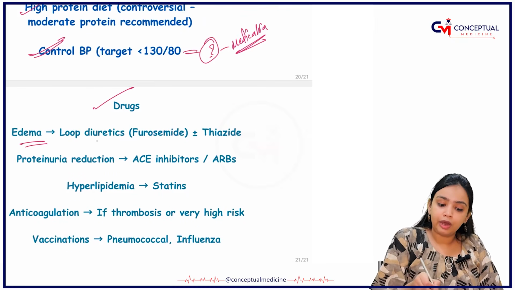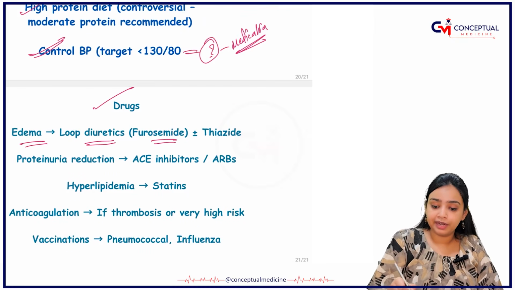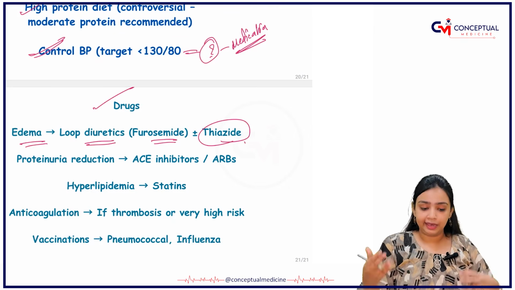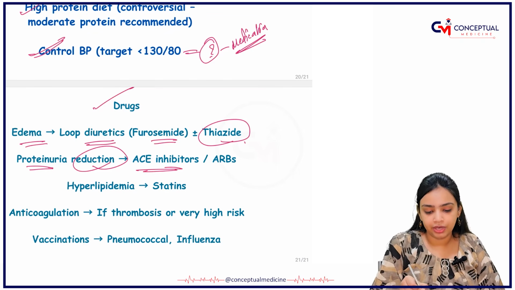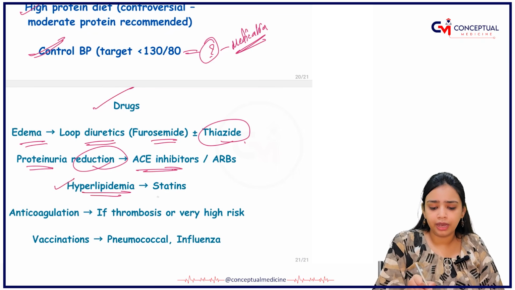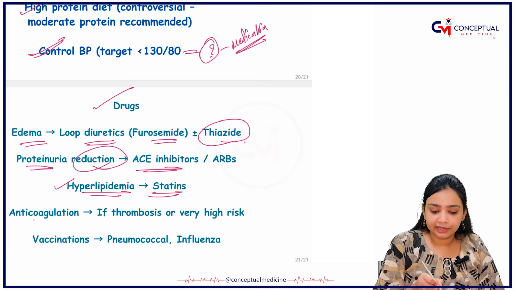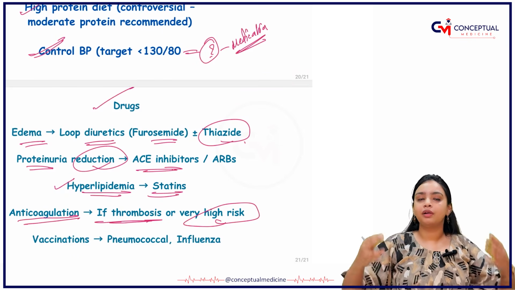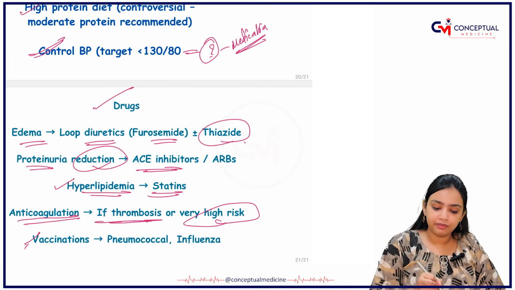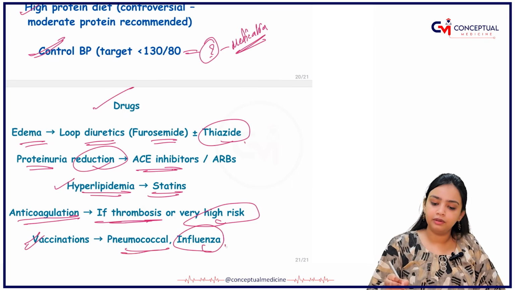Drugs for edema, you have the loop diuretics like furosemide plus or minus thiazides. Then for proteinuria, for the protein reduction, you have the ACE inhibitors. For hyperlipidemia, you have the statins. For anticoagulation, if thrombosis is there, you have to give anticoagulation. Vaccines, two for pneumococcal and influenza.